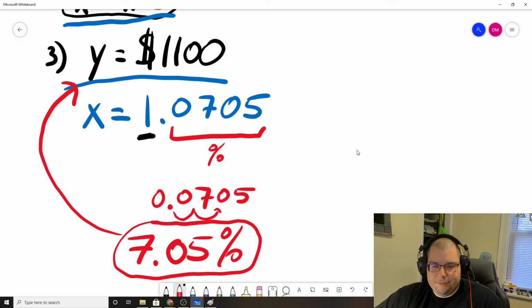So questions number 2 and 3 are sort of mirror images of each other. Question 2 gave me the interest rate and I was finding the dollar amount. Question 3 gives me the dollar amount and I'm finding the interest rate.